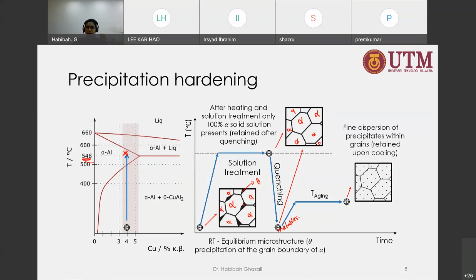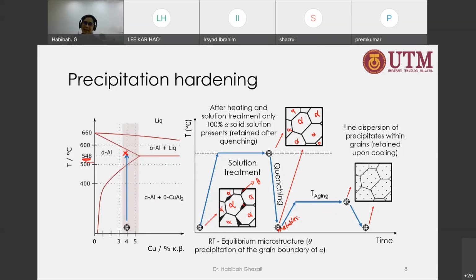So this fine dispersion of precipitates within the grain will be retained upon cooling as well. So that's what's going to happen to this material during this precipitation or age hardening. All right, so this precipitation hardening was actually discovered by Wilfred Wilm, an engineer in Germany, in 1903.